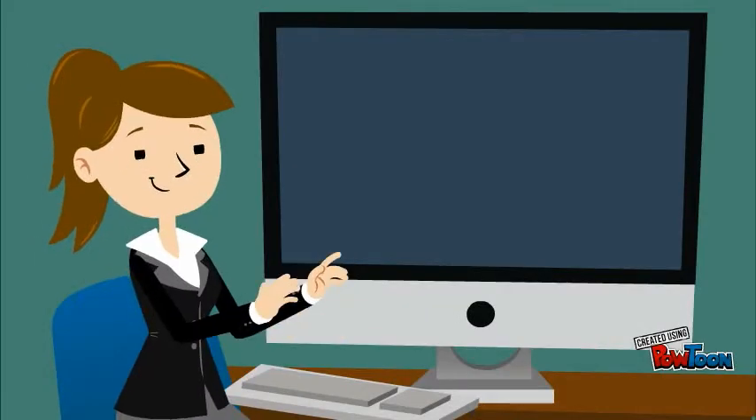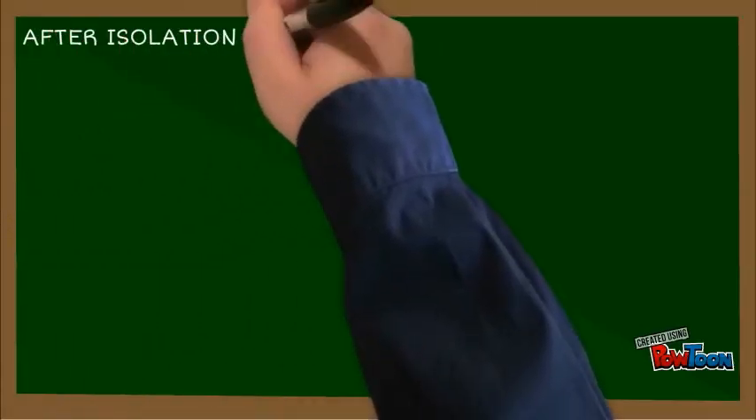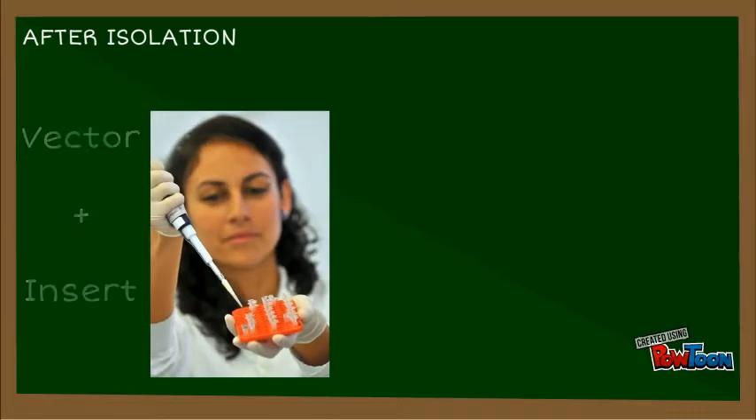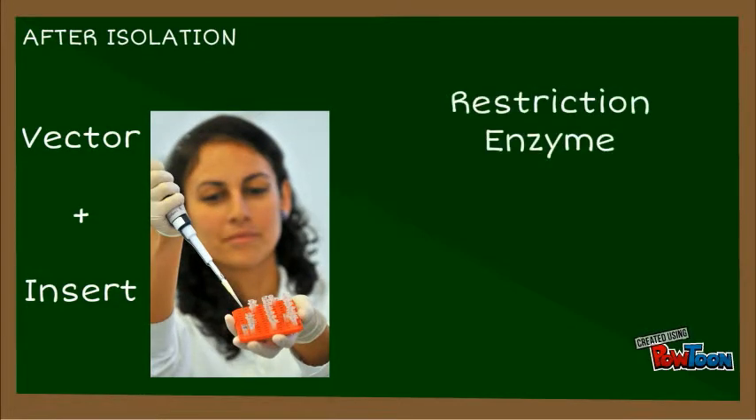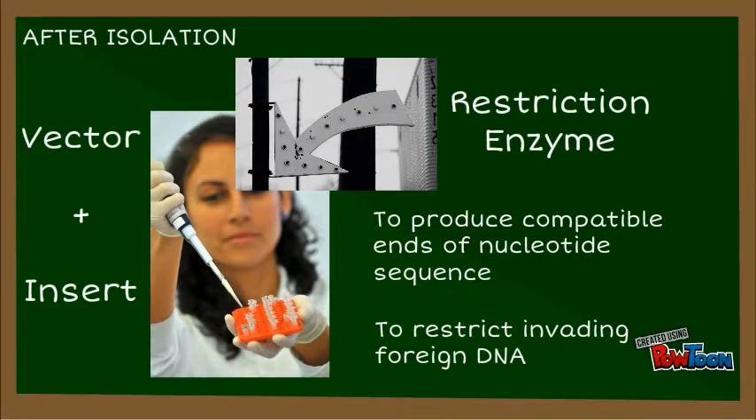pros and cons. After isolation, the scientists will treat both the plasmid and the gene of interest with an enzyme that cuts the DNA called a restriction enzyme. These enzymes get their name from their role in nature to restrict invading DNA from entering bacterial cells by cutting out the foreign DNA. This invading DNA may come from other organisms or even viruses, so it's important to keep them out.